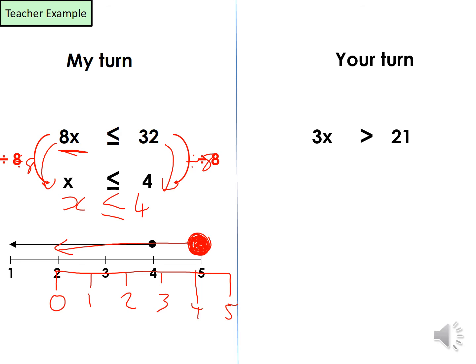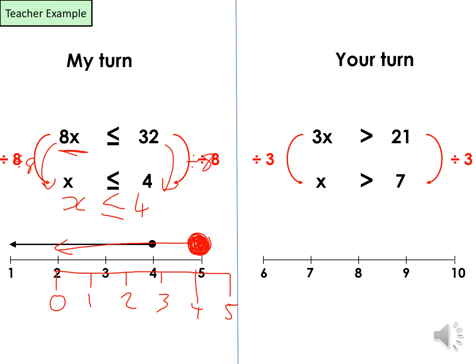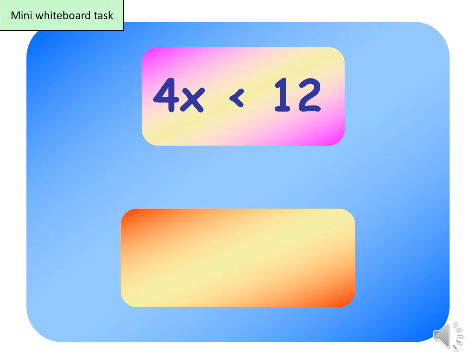Welcome back. So I think of a number times by 3, so I'm going to divide both sides by 3. We now have an inequality of x is greater than 7. So I'm going to draw my number line between 6 and 10, and because it's x is greater than 7, it's going to go to the right. On your mini whiteboard, can you have a go at simplifying and solving this inequality? Once you're finished, come back.